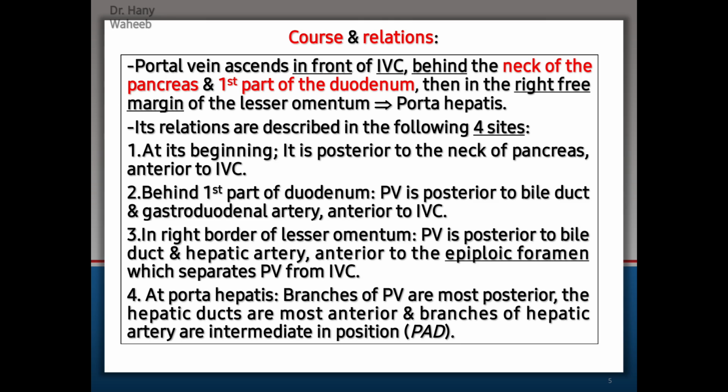Number 4, at the porta hepatis, at the termination within the liver, the branches of the portal vein are most posterior in the porta hepatis, the hepatic ducts are most anterior, and the branches of the hepatic artery are intermediate in position. This is the arrangement from posterior to anterior: branches of the portal vein posterior, branches of hepatic artery intermediate, and hepatic ducts anterior.